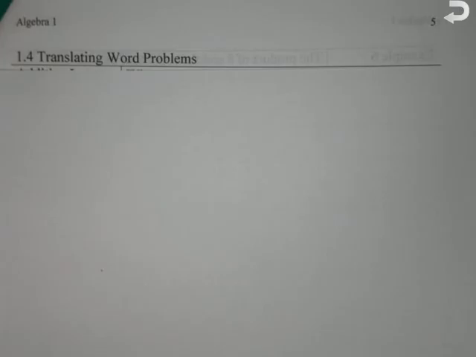So 1.4, translating word problems. We're not going to be solving them. We're just rewriting them from words to algebraic terms. So there is a couple definitions we have to go over first.